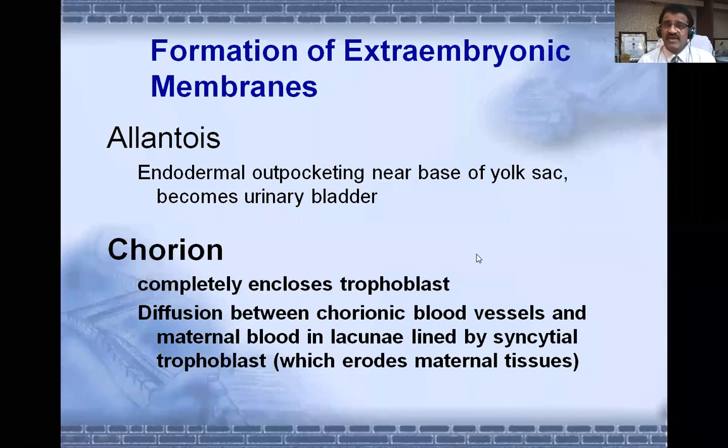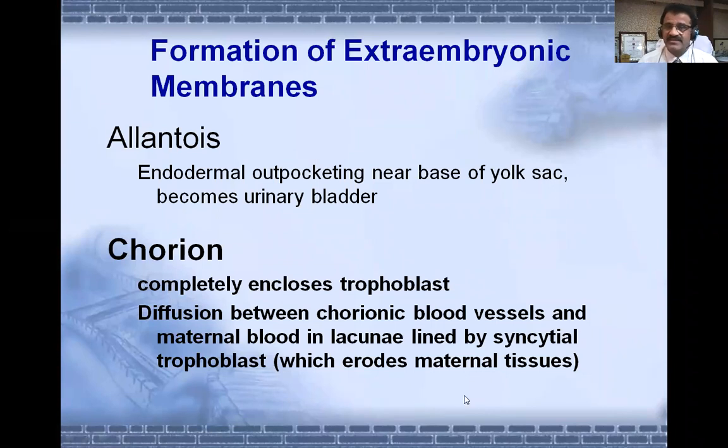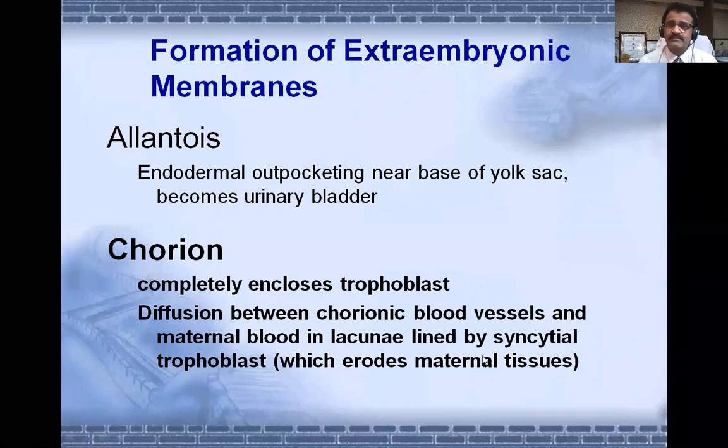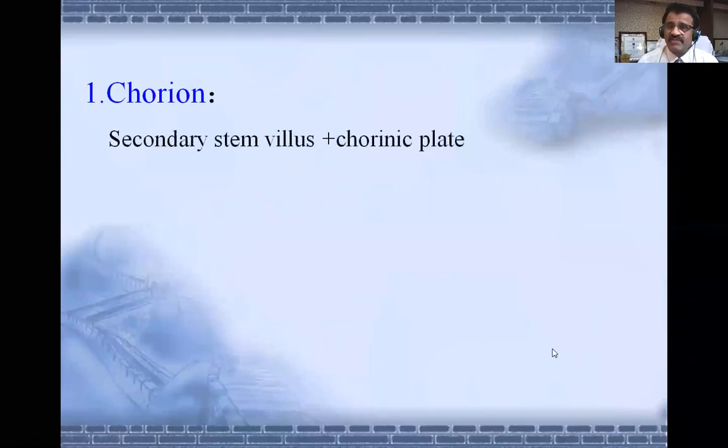As for the other 2 membranes, the allantois is an endodermal outpocketing near the base of the yolk sac and becomes the urinary bladder later on. The chorion completely encloses the trophoblast. Diffusion occurs between chorionic blood vessels and maternal blood in lacunae lined by syncytiotrophoblast. Well, we'll have some more information on each of them.